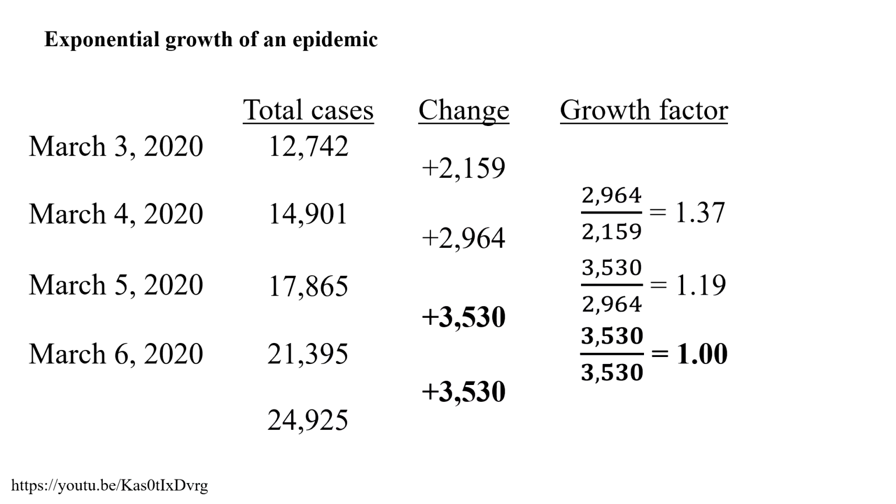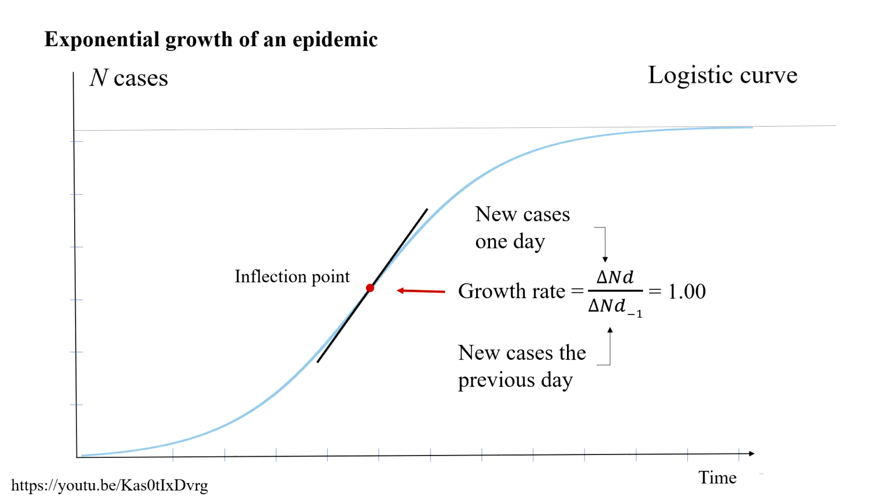If the change was not different, meaning the change was 3,530 cases between March 5th and March 6th, and 3,530 cases between March 6th and March 7th, if we divide those by each other, we get 1, which means there's no growth and there is no diminishing growth either, meaning we have reached the inflection point. It's stable. The pandemic will continue. It will not grow, but it will not mitigate. It will not slow down either.